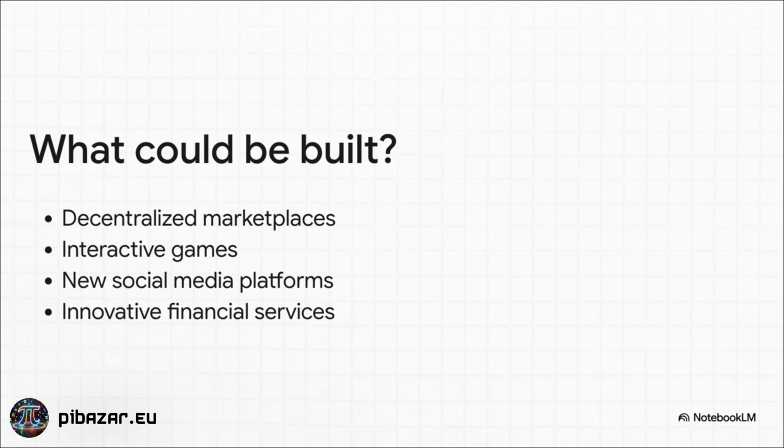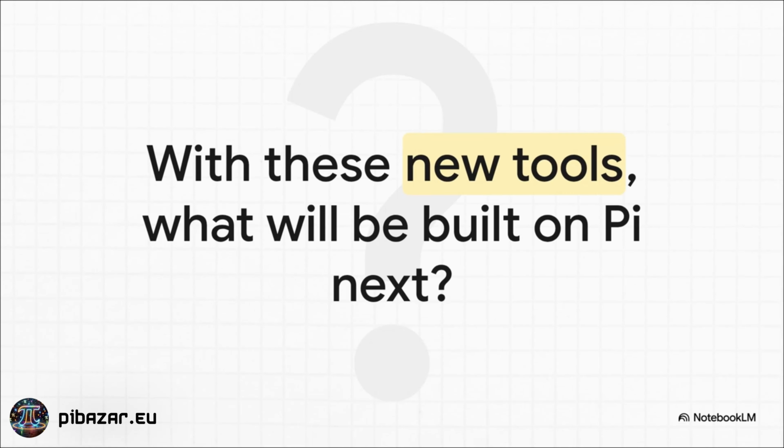We're talking decentralized marketplaces, really interactive games, maybe whole new kinds of social media, innovative financial services. The list just goes on. The door has basically been thrown wide open for a whole new wave of applications. So, at the end of the day, what's happened here is that the Pi network has given its community a seriously powerful new toolbox. It's empowering a whole new generation of creators and innovators. And that really just leaves one big question. With these new tools in hand, what will be built on Pi next?